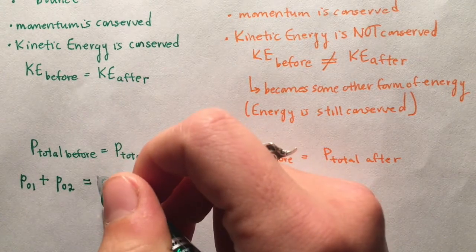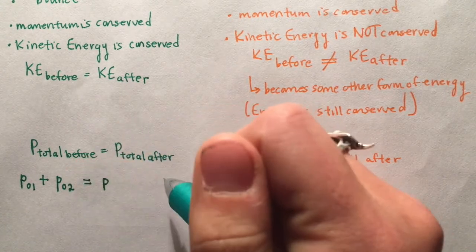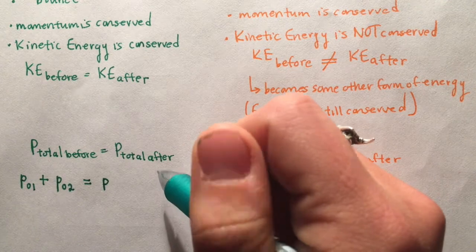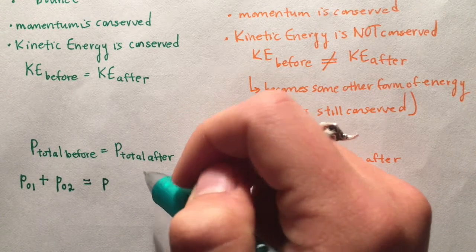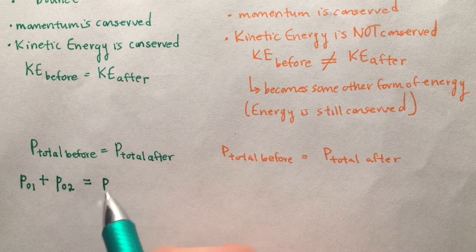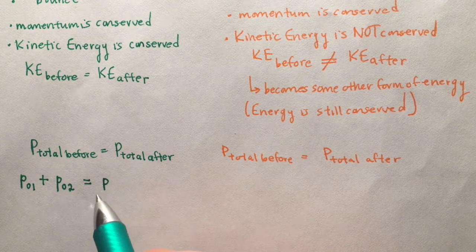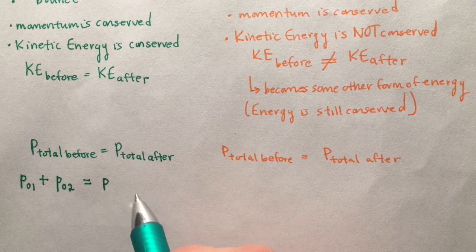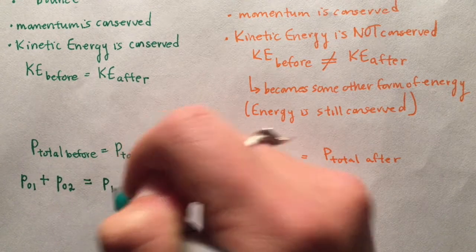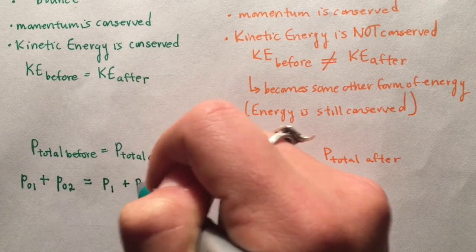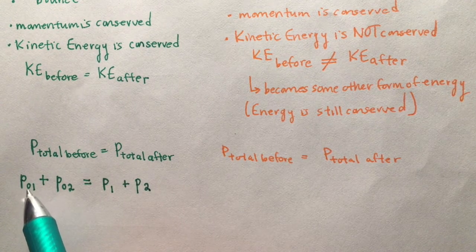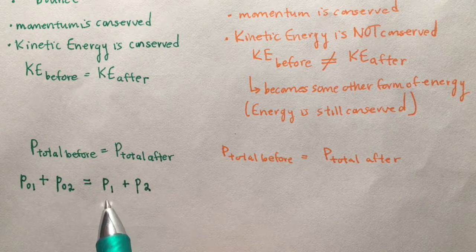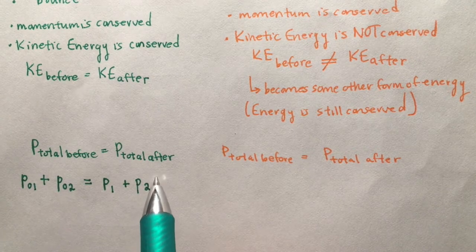Now that is equal to the total momentum of the system after the collision. To get the total momentum of the system after the collision, I again need to add the final momentum of each of the objects in the system. So p1 plus p2. Remember, the naught represents initial momentum. Now I just have p1 and p2 for final momentum.